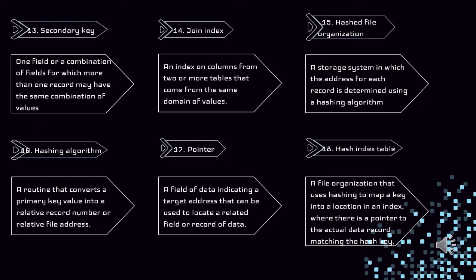Next, hashing algorithm, a routine that converts a primary key value into a relative record number or relative file address. Then, pointer, a field of data indicating a target address that can be used to locate a related field or record of data. And the last, hash index table, a file organization that uses hashing to map a key into a location in an index where there is a pointer to the actual data records matching the hash key.